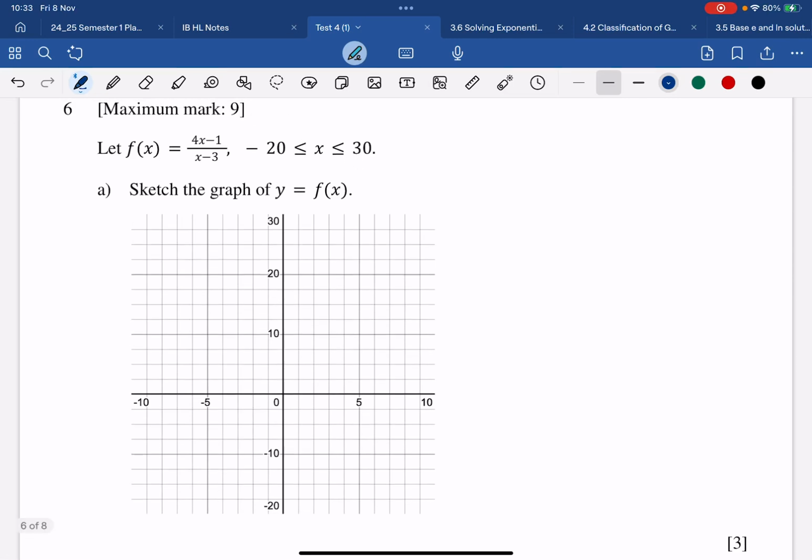Okay, so we're on to question 6, and what we need to do here is just sketch the graph to begin with. Actually, 9 marks, and I don't think these 9 marks are particularly hard, so I change this to 10s.